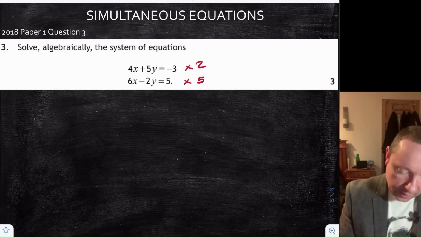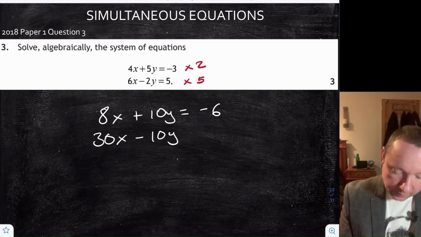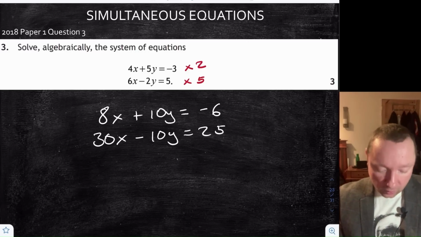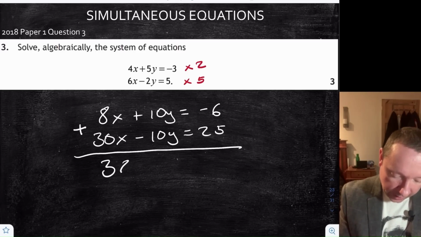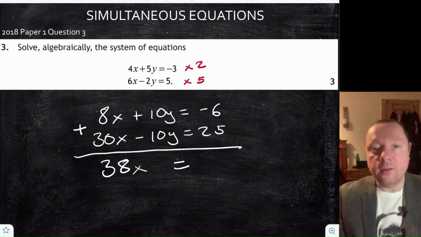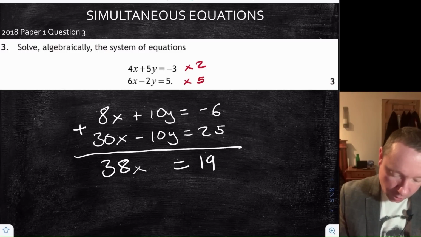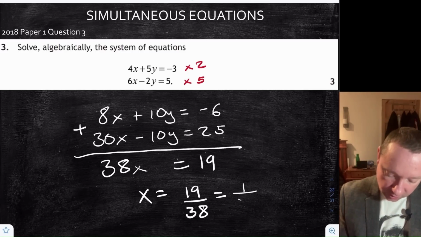So that gives me 8x plus 10y equals minus 6, and 30x minus 10y equals 25. The signs in front of the y's are different, so I can add the equations. I'll just put an add here. 38x equals 25 take away 6, which is 19. So x is 19 over 38. Always simplify your fractions. 2 19s is 38, so that's just a half.